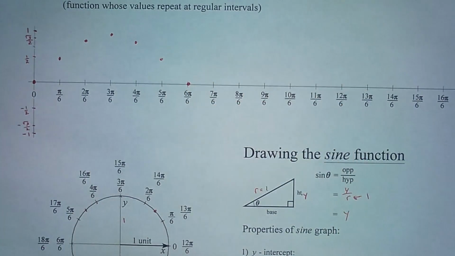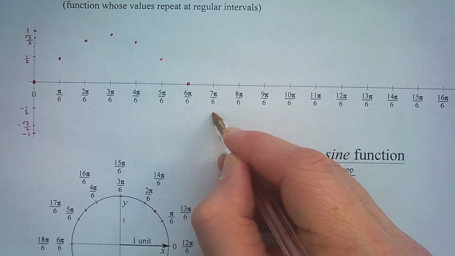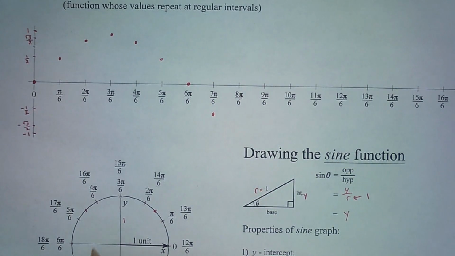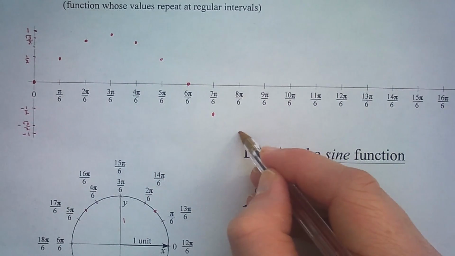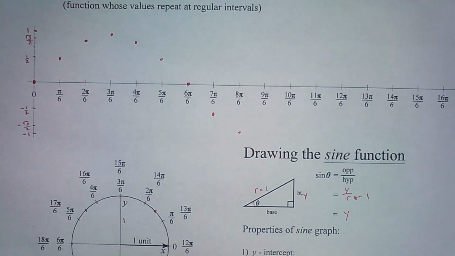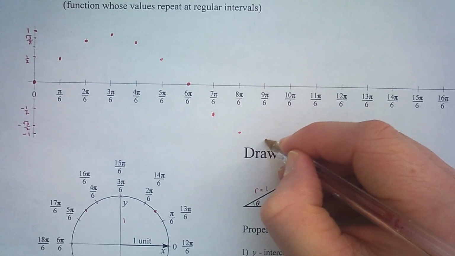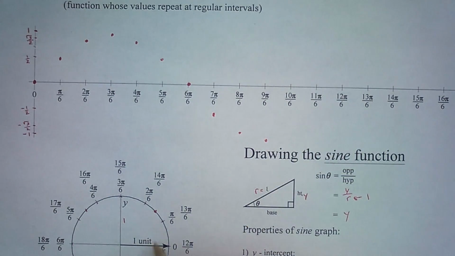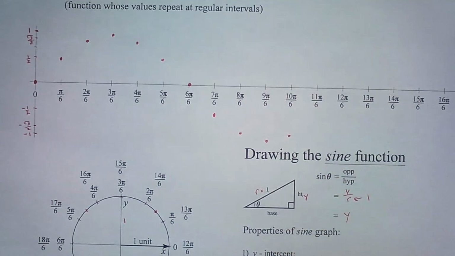Okay, so then we go to 7 pi over 6, and we're in that first position down, so that's negative 1 over 2. At 8 pi over 6, we're in the third position down. 1 over 2, root 2 over 2, root 3 over 2, negative. And then at 9 pi over 6, we are at negative 1. At 10 pi over 6, we're back to the third position down. 1 over 2, root 2 over 2, root 3 over 2, so negative root 3 over 2.